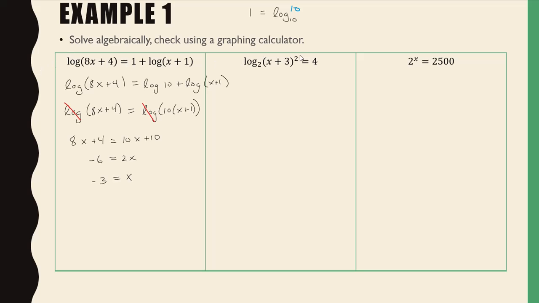Now our next question has a similar problem. We've got a 4 here. So we've got a logarithm base 2, so we need to make this a base 2 on this side. So we have to think log base 2 of something equals 4. A couple of ways we can think of this. We can think, hey, 2 to the power of 4, well, that's actually 16. So that means log base 2 of 16 is equal to 4. That's one way we can think of this.